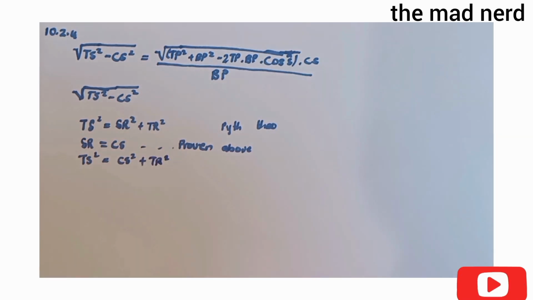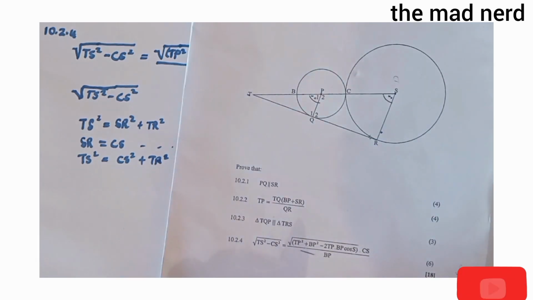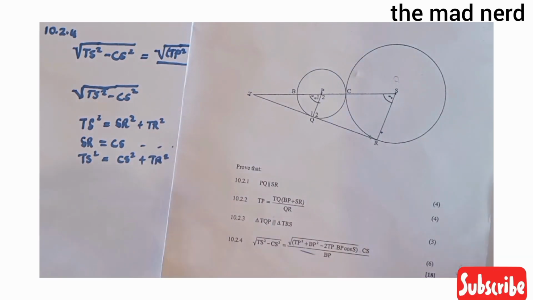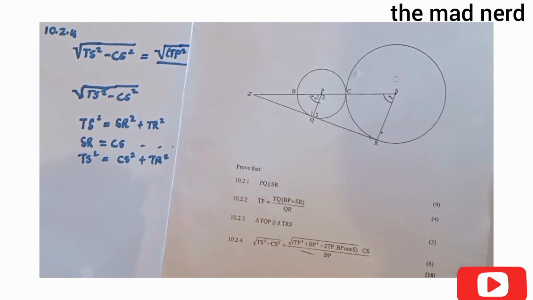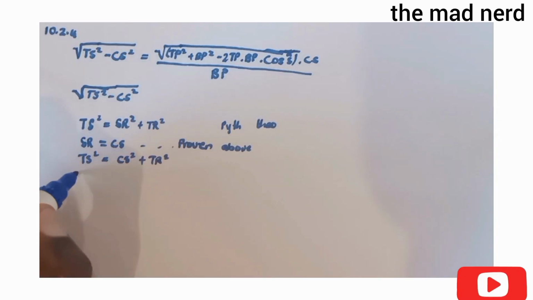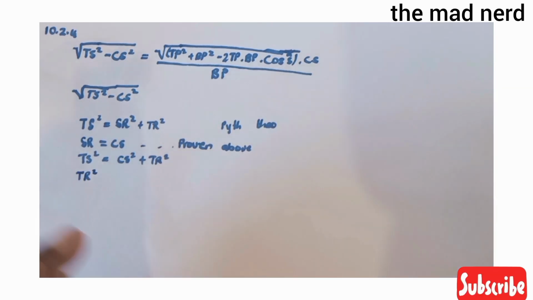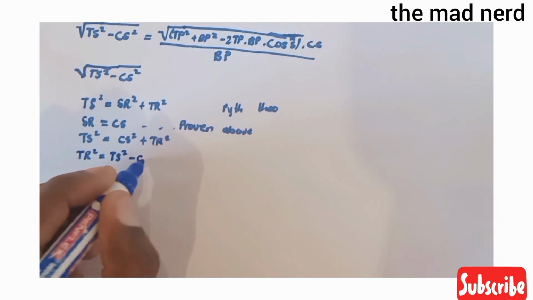I hope you do. Now look at this one. Here we have TS squared minus CS squared. Look, we have TS squared, and then we have CS squared and TR squared. So what does this mean? It means that we transpose CS squared, and we make TR squared the subject of the formula. So we transpose CS squared to this side, and what we are left with is TR squared equal to TS squared minus CS squared.